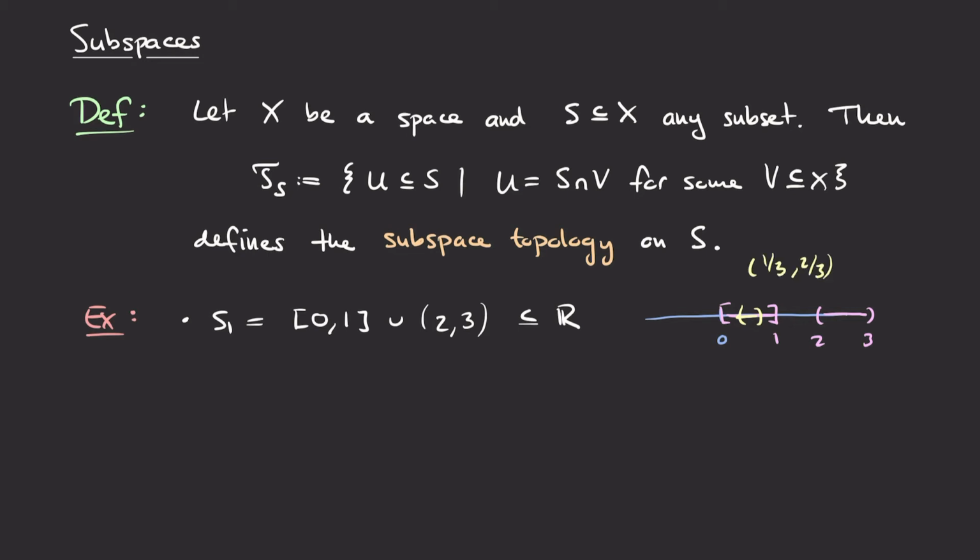And now we can ask whether this is open or not in the subspace topology. Well, this open interval 1/3 to 2/3 is just the intersection of itself with S1, because it is contained within this closed interval from 0 to 1. Moreover, we know that this subset is open in the larger space R, which by definition means that this subset is open in the subspace topology.